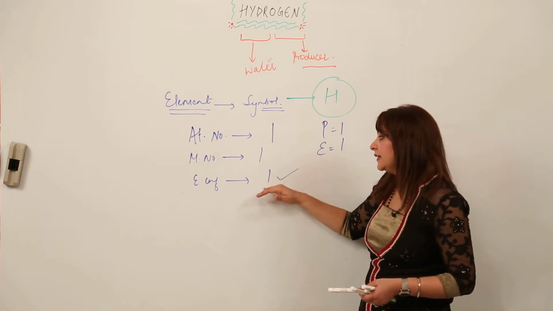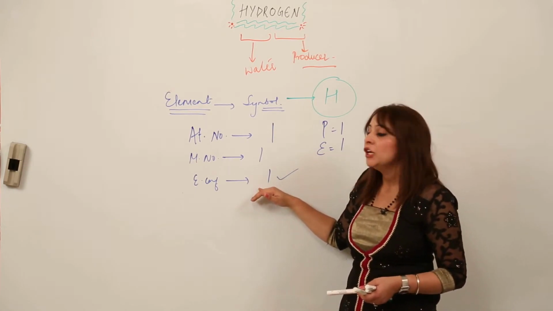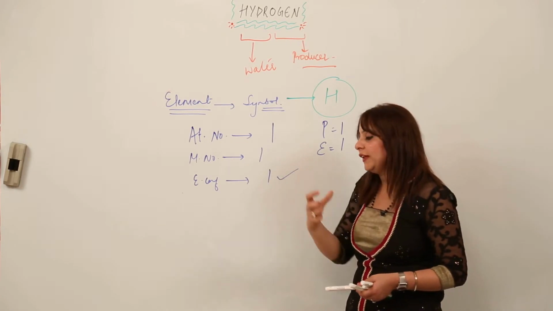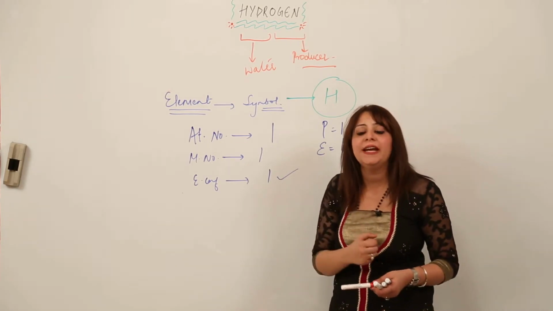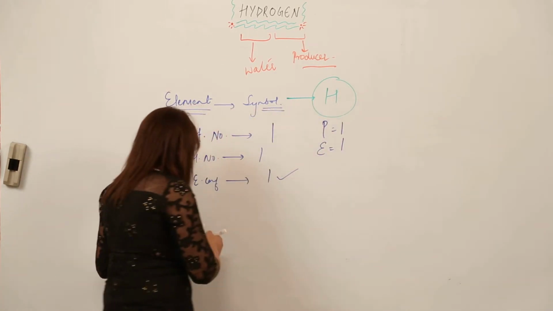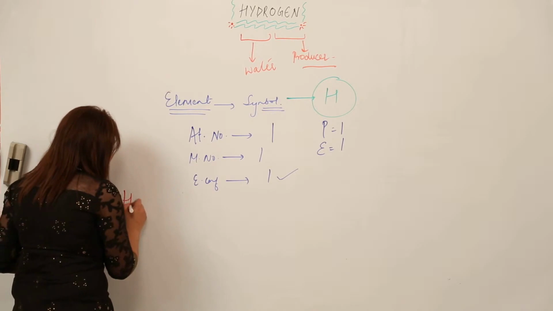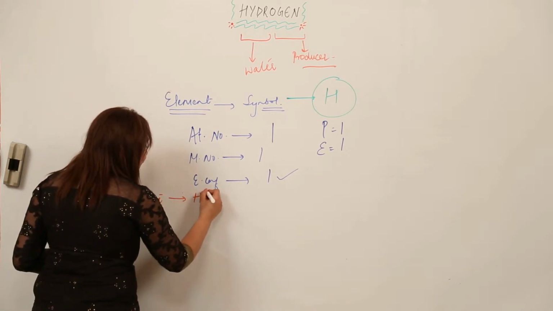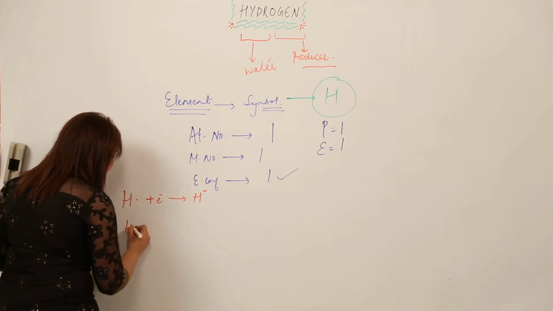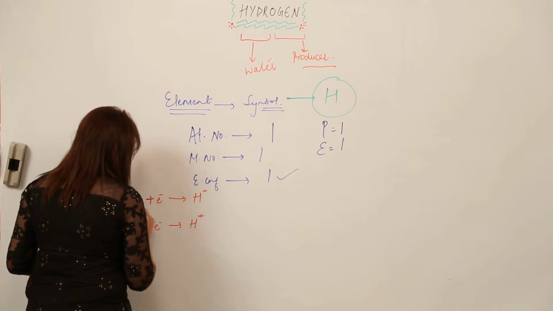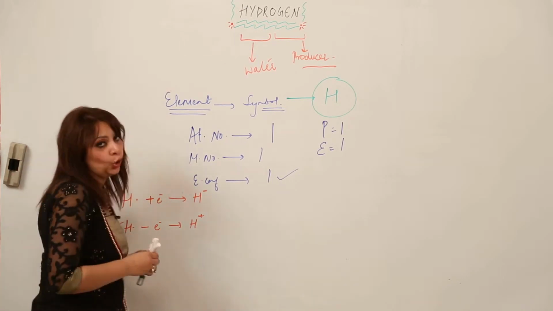In this case, it has one electron in its valence shell. So how can it attain stability? What do you think? Will it lose an electron or gain an electron? Yes, you are right. It can do both. It can either accept one electron, forming the H negative ion, or lose this one electron, forming the H positive ion. So it can do either.